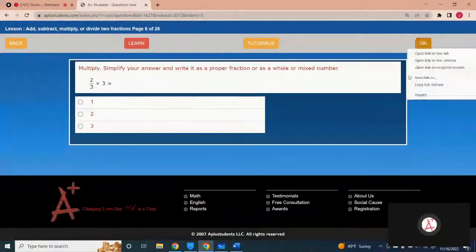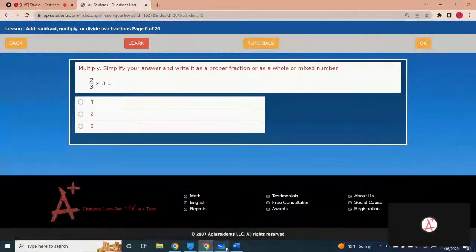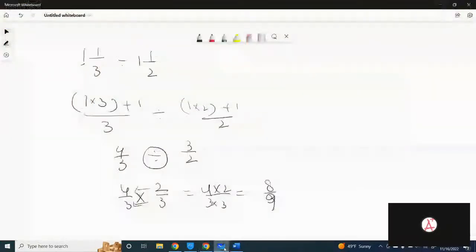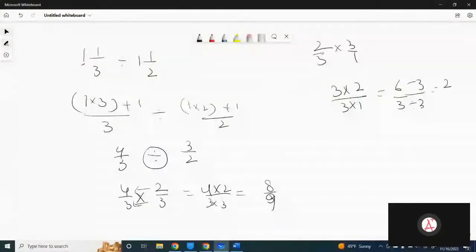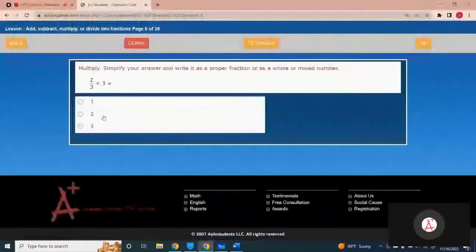You have to do 2 over 3 times 3. That means 3 has a denominator 1. You have to do numerator times numerator. You have to do 2 times 3, and 3 times 1. 3 times 2 is 6, and 3 times 1 is 3. Got it? So when you divide them by a common factor 3, 6 divided by 3 is 2, and 3 divided by 3 is 1. That means the answer is 2. Okay, so the correct option is 2. Just select the correct option and then click on the OK button.